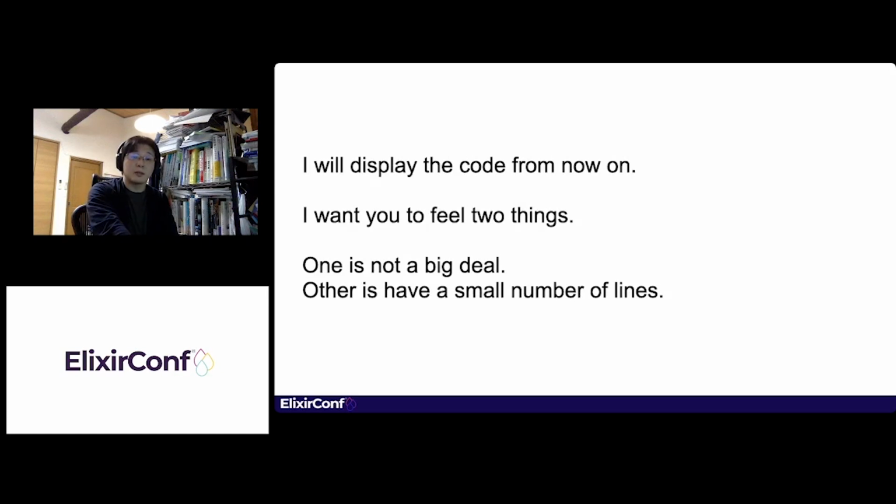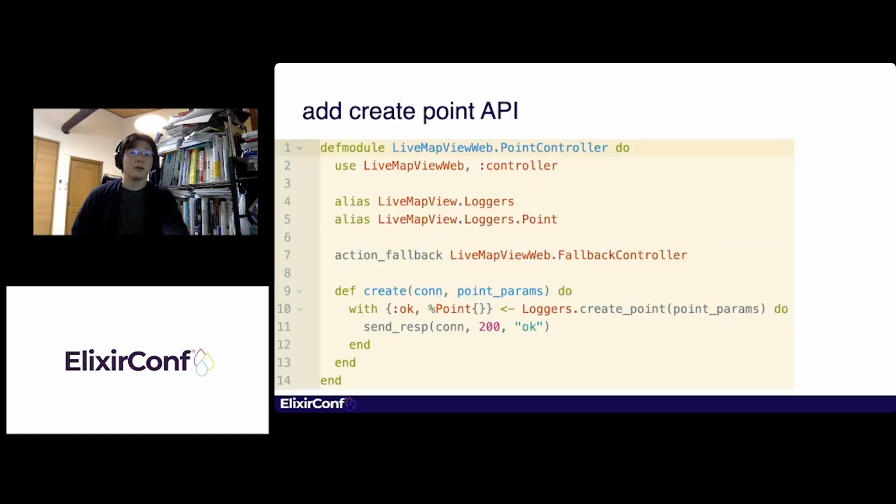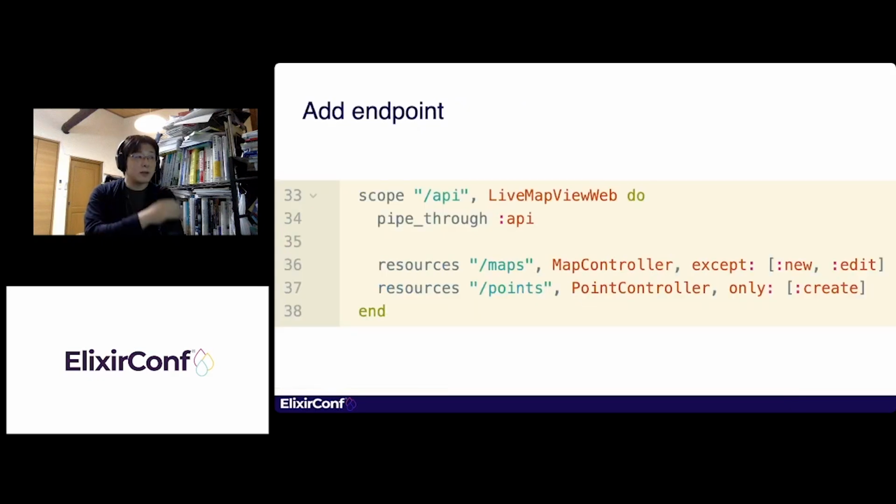I will display code from now on. I won't read it, for two reasons. One is that it is not a big deal. The other is that it has a small number of lines. Add list and create methods to logger.ex. Add create point API. Add endpoint.